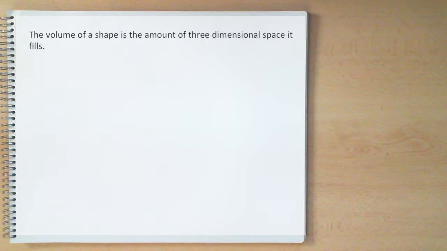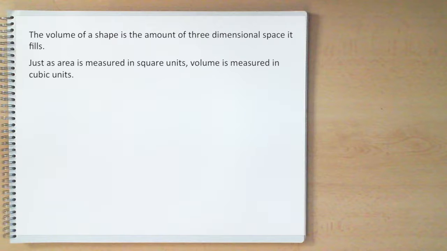The volume of a shape is just the amount of three-dimensional space that it fills. Just as area is measured in square units, because we have a length times a length to work out an area, a volume is measured in cubic units, because we have a length times a length times a length. We have 3 dimensions to deal with.